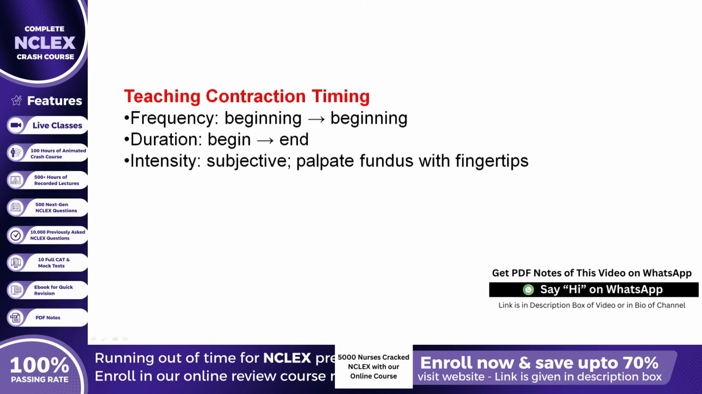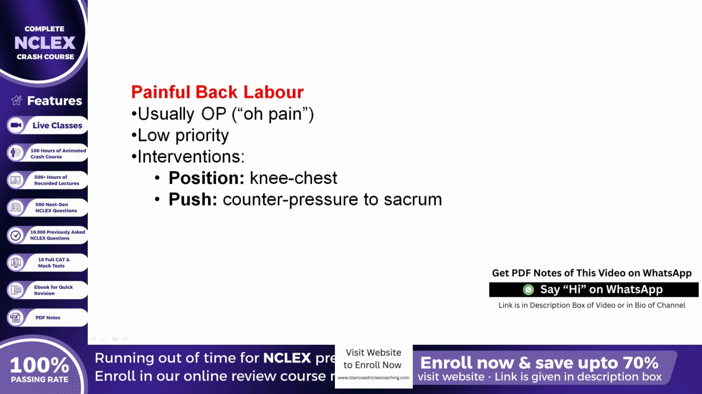the contraction feels. Next, let us talk about painful back labor, which is something you will often see in the clinical setting. It usually occurs with an occiput posterior position, and you can remember this easily by thinking, "oh, pain." It is considered a low priority because it is uncomfortable, but not typically dangerous for the fetus. For interventions, the first step is positioning the client in the knee-chest position to help rotate the fetus. Then we push with counter-pressure to the sacrum, which helps relieve that intense back pain.